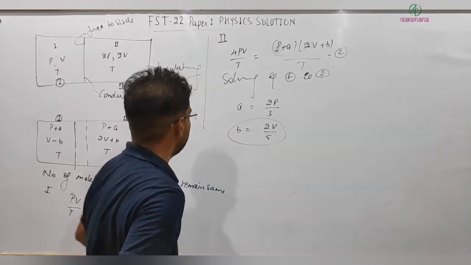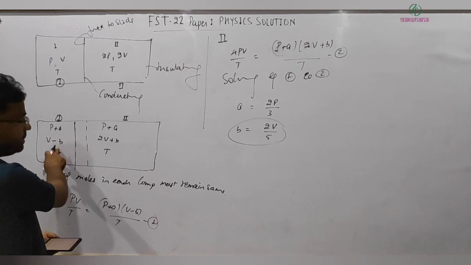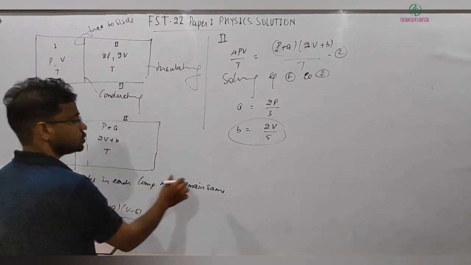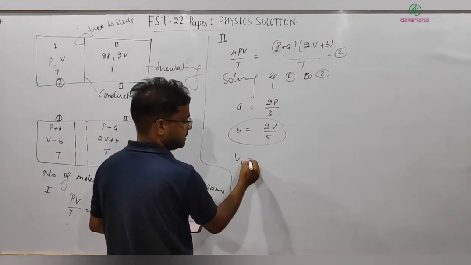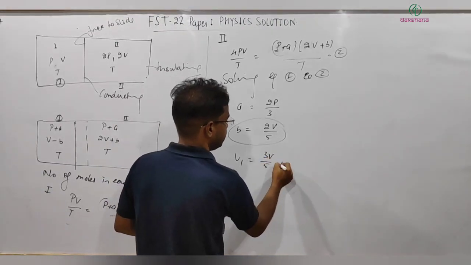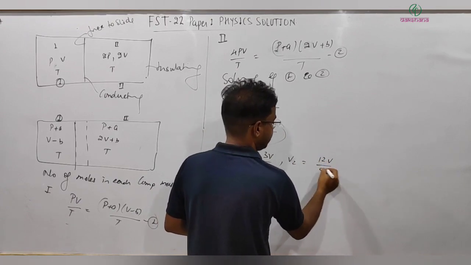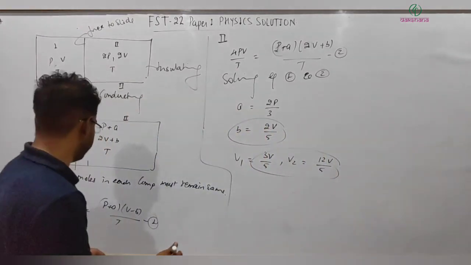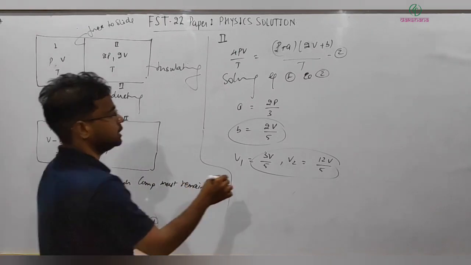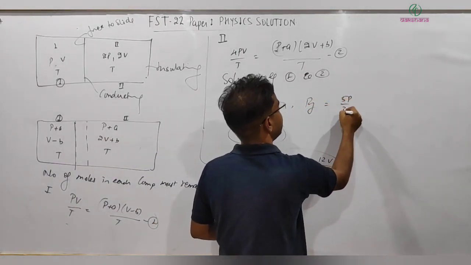Now by V minus B, I get the volume of compartment 1 in the final situation, so V1 comes out to be 3V by 5. V2 is 2V plus B, which comes out to be 12V by 5. The final pressure we already got, P plus A, so P final is equal to 5P by 3.